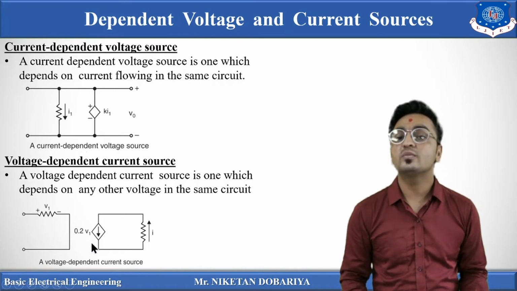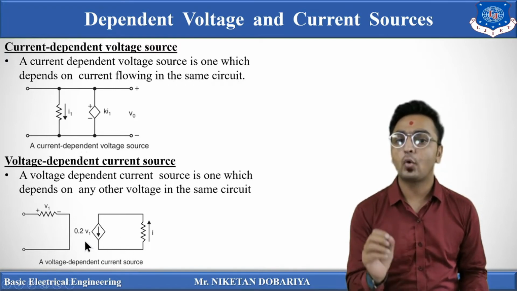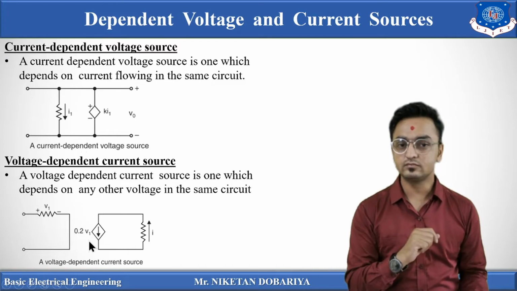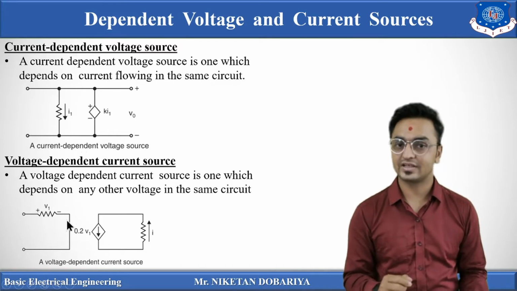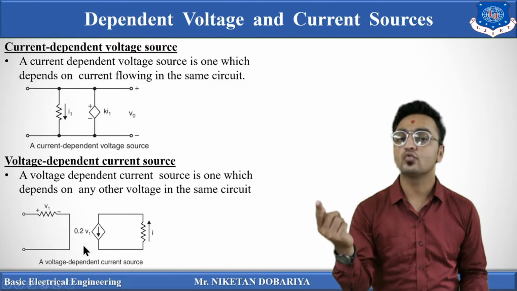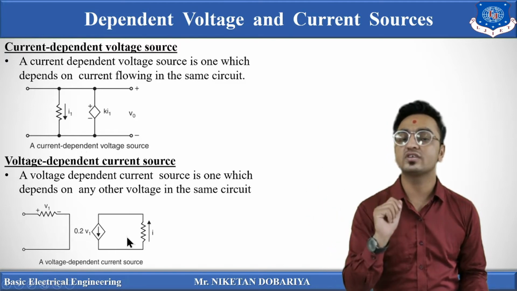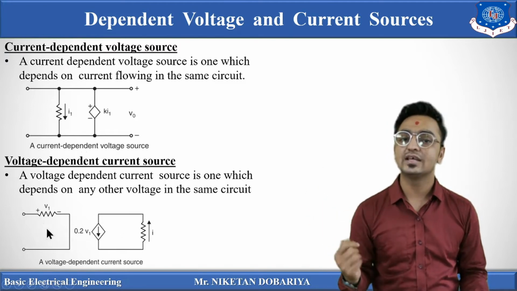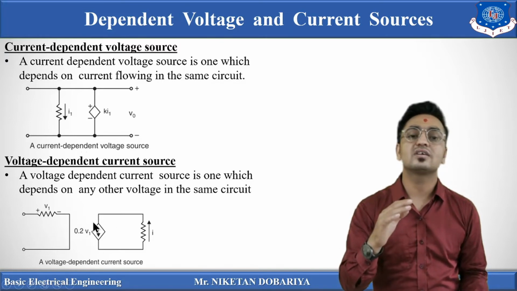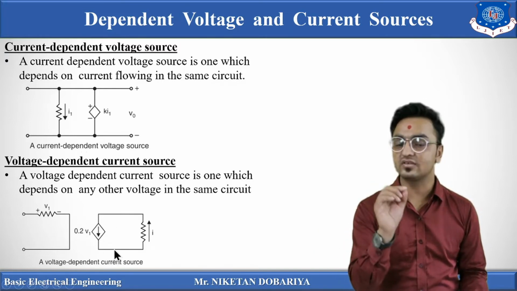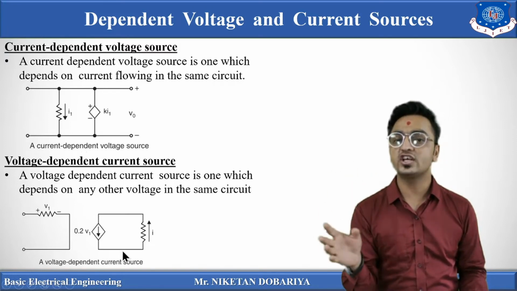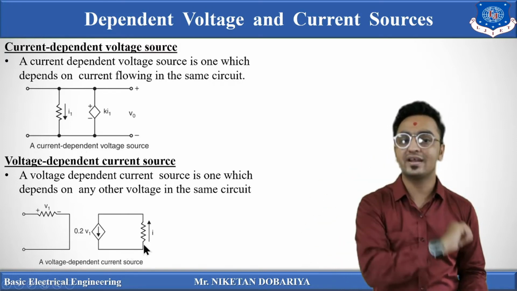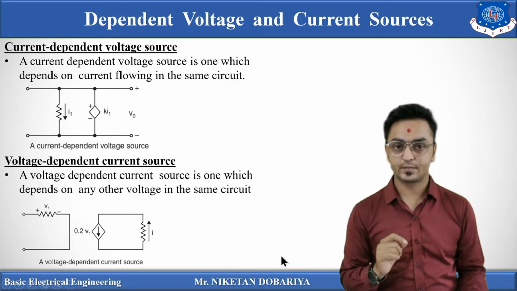And now the value of this source is given by 0.2 V1. And what is V1? V1 is the voltage across this resistor. That means if V1 increases, the value of current through this source increases. If V1 decreases, then the value of this current will decrease. So that means this is dependent on current. Sorry, this is dependent on voltage. That's why it is a voltage dependent current source.